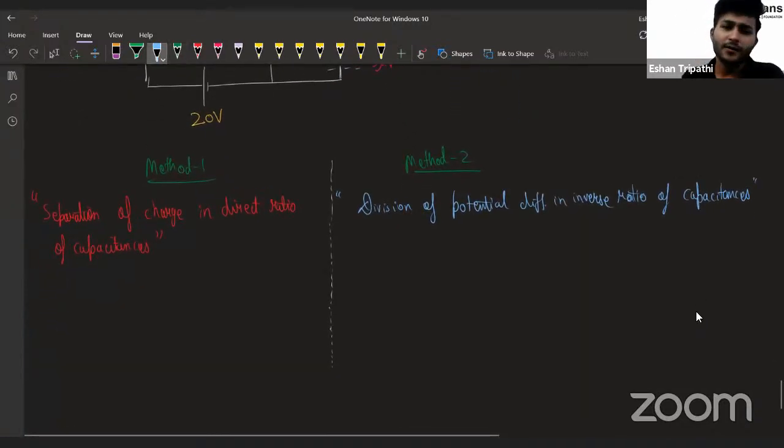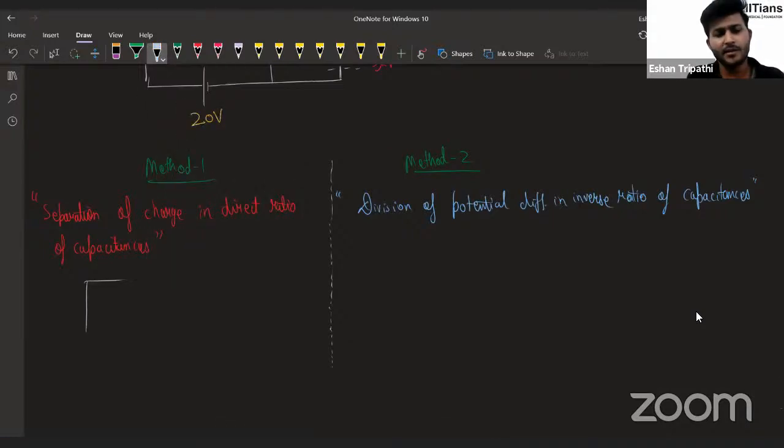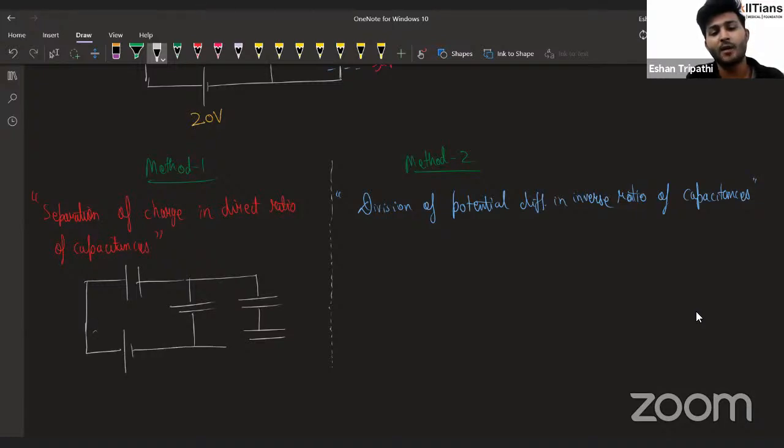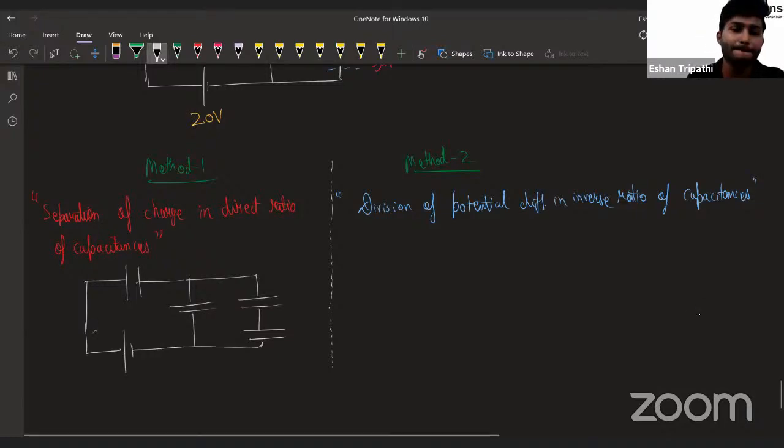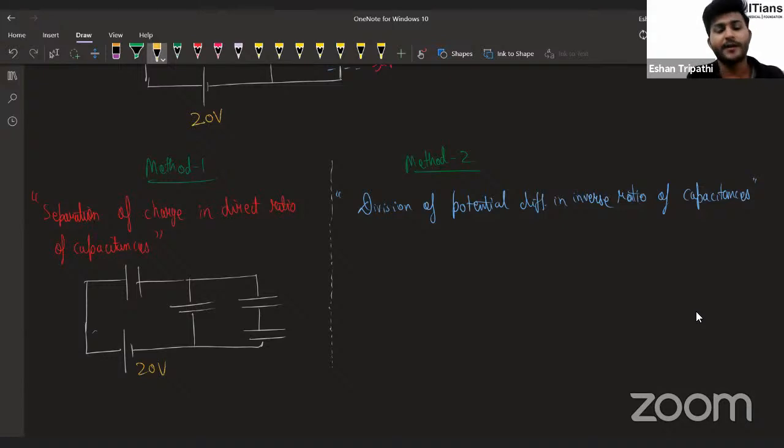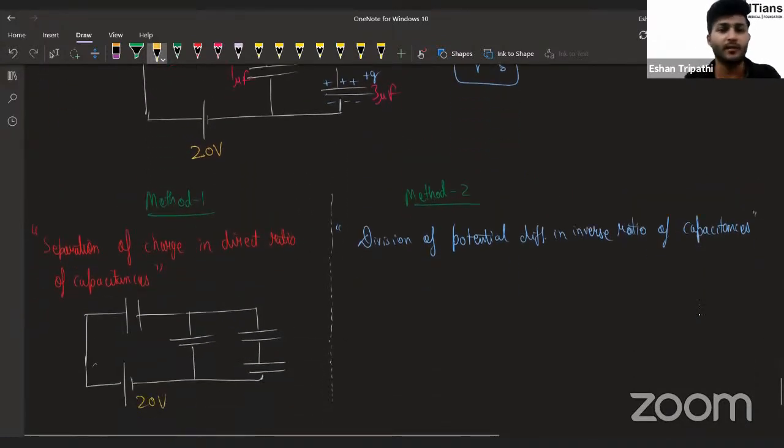The first method we can use first. This is how the capacitors were. So for this, first of all, you need to find the charge coming out of this battery. 20 volt and the capacitance was 2163. Okay.